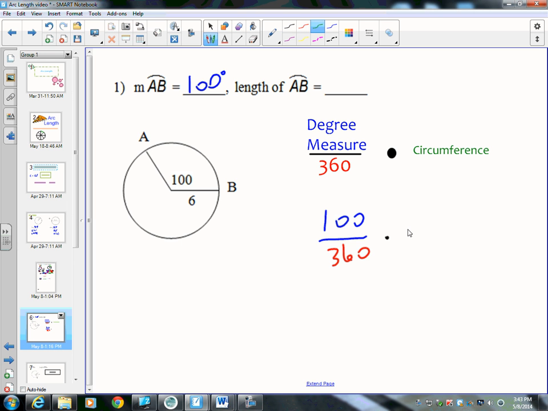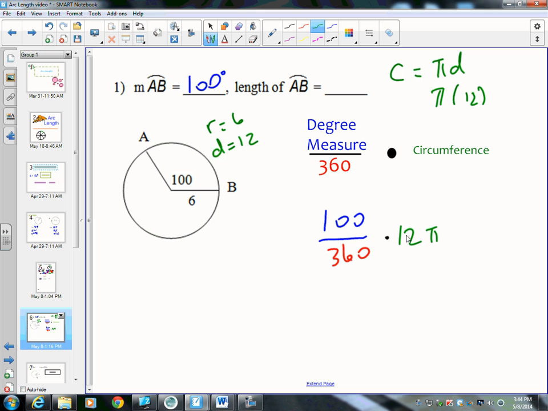And again, what is circumference? Circumference is pi times diameter, or 2 pi r. So I'm going to use pi times diameter. This is the radius, 6. How do you find the diameter from the radius? You just multiply it by 2. So if the radius is 6, that means the diameter is 12. Plug that in. 12 times pi.